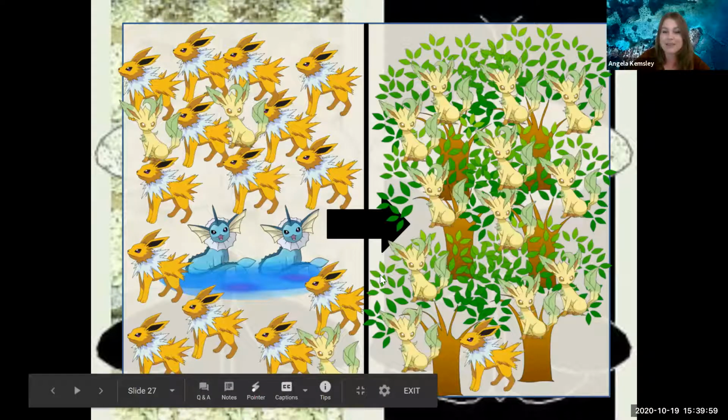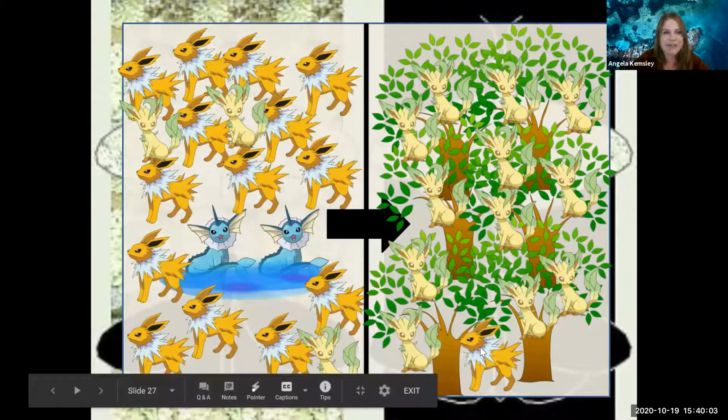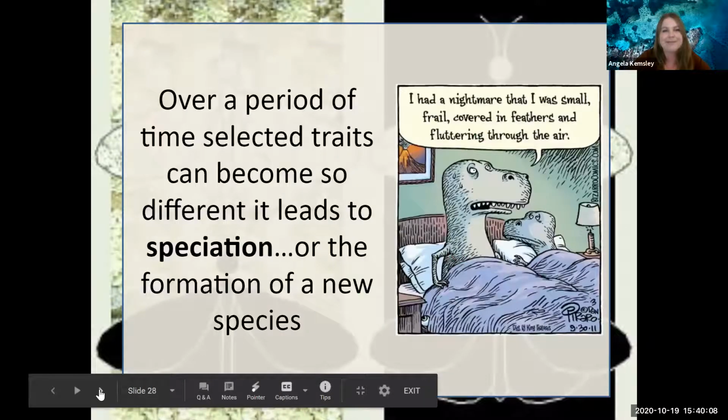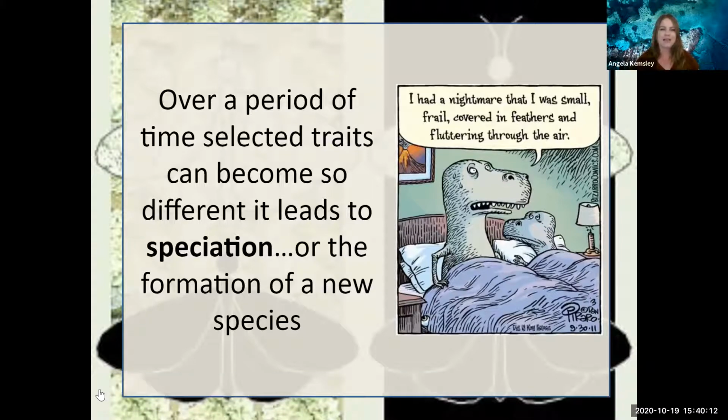Probably the leafy Eevees. And so we're going to see a population like this. Lots of leafy Eevees. These fluffy Eevees are just hanging in there, but no water Eevees. So over a period of time, selected traits can actually become so different, it leads to what we call speciation, which is the creation of a new species.